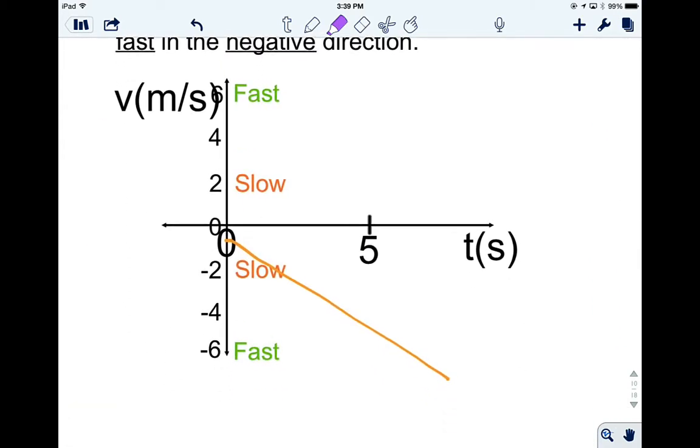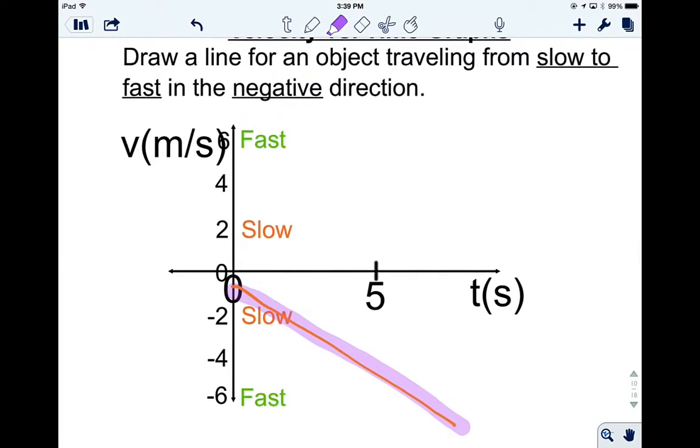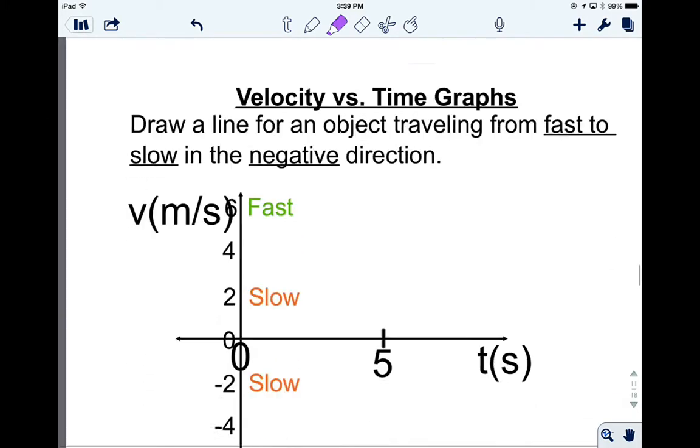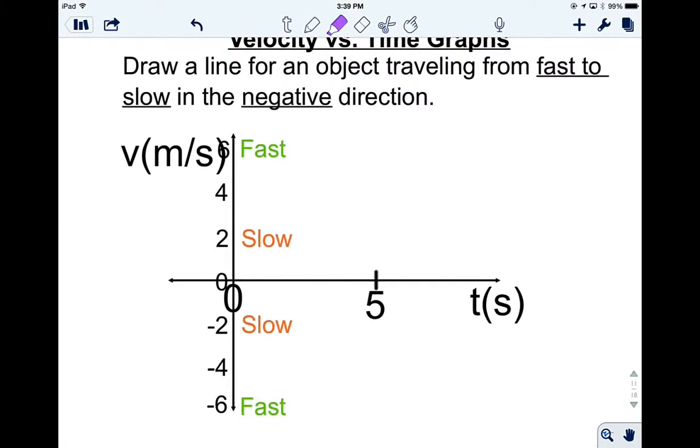Next one down, if you're looking at this, you can go from slow to fast, and this is going to be in the negative direction. So slow values to fast values, but because it's in the negative direction, we know it's all going to be in the fourth quadrant. If you're going from fast to slow in the negative direction, you're going from fast values to slow values. So in other words, you're getting closer to the x-axis as you go from fast values to slow values. And it's in the negative or fourth quadrant.